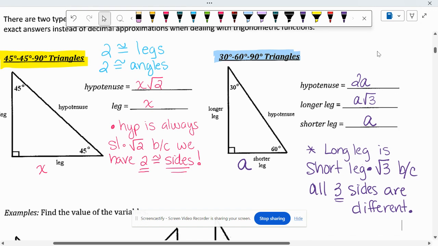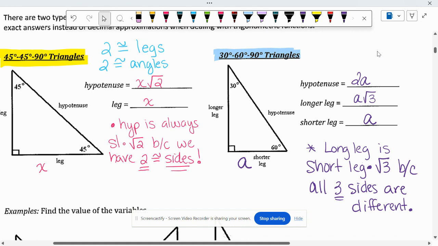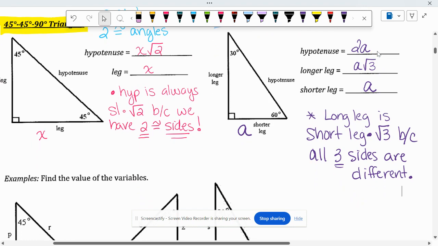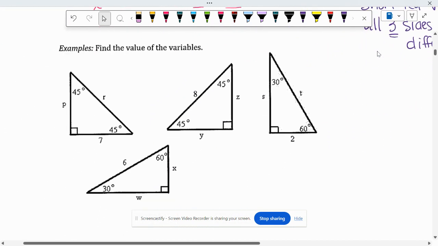So for the first 2 examples that we do, I'm going to use Pythagorean theorem because we have some kiddos that are absent and I didn't make a video of our little like pink sheet. Does that make sense? So for this first example right here, I need to find P and R. Well, because both of these angles are congruent, I know that the sides opposite of them are congruent. So P is also 7.